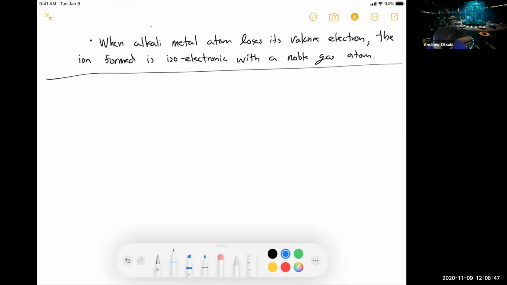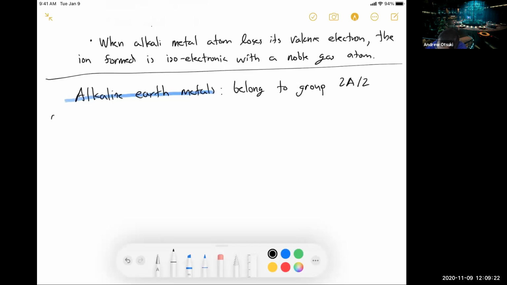So let's talk about that. Alkaline earth. But don't worry, you don't have to worry about the etymology or history behind it. Just know that this group is called alkaline earth metals. They belong to group 2A/2 of the periodic table.